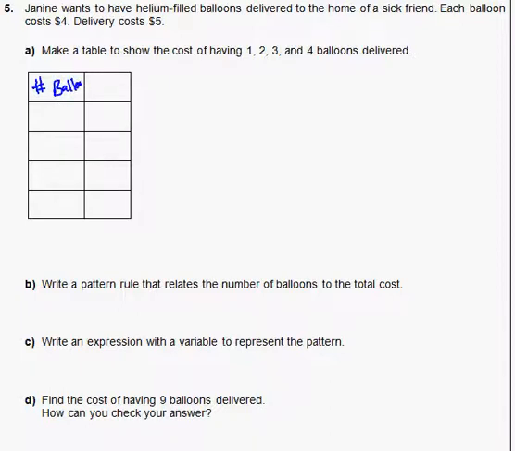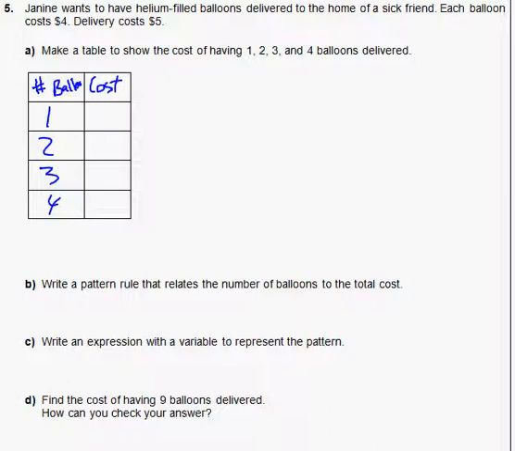I can't write it all in there. And this is the total cost. Okay, and we have 1 balloon, 2 balloons, 3 balloons, 4 balloons. We actually can't figure out the total cost yet until you really read the question carefully. And we're going to end up kind of making an input-output machine here.